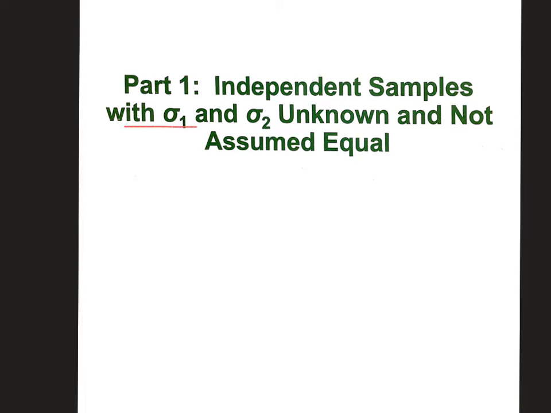We're going to assume that we do not know the population standard deviation of either sample, and we're also going to assume that the population standard deviations are not equal. If they're equal, then that changes things. We're going to assume that they're not equal, and also that we do not know what they are.